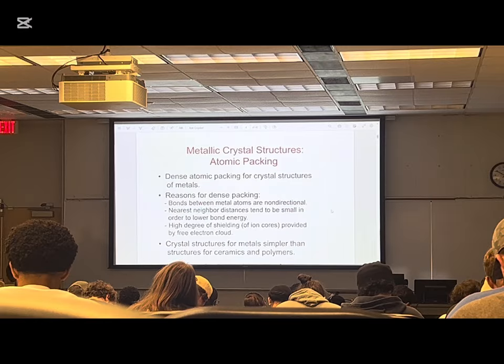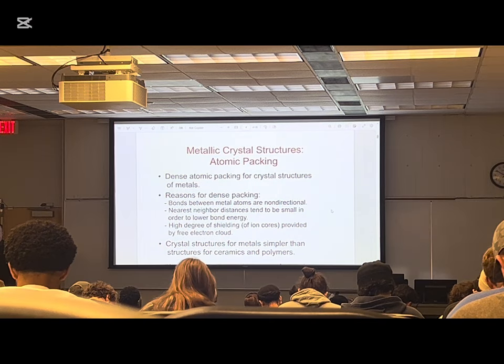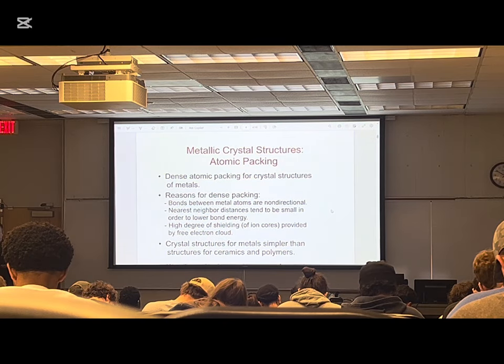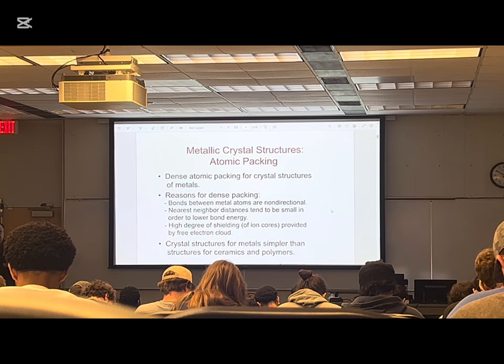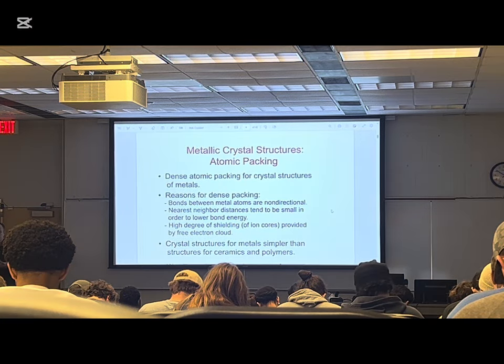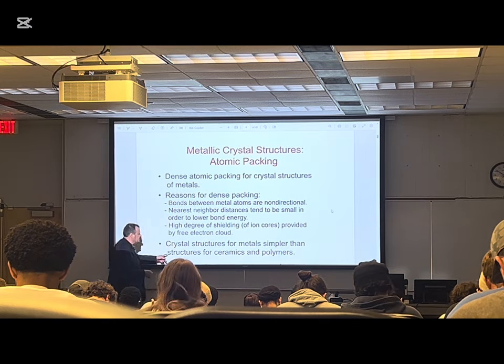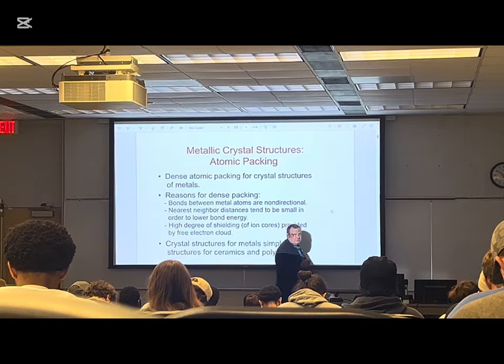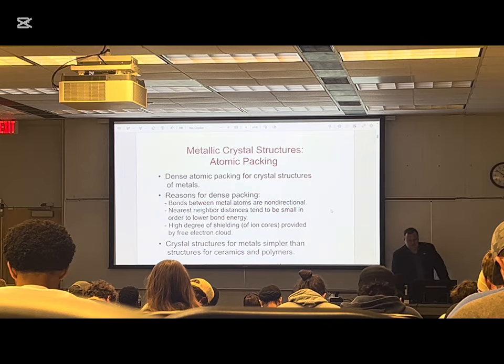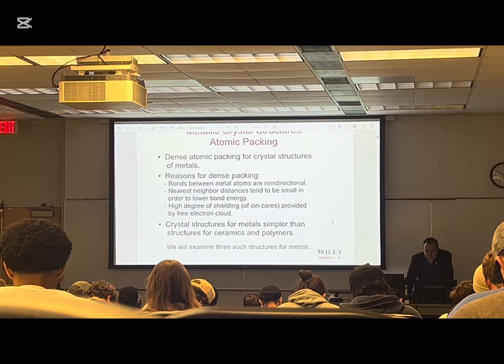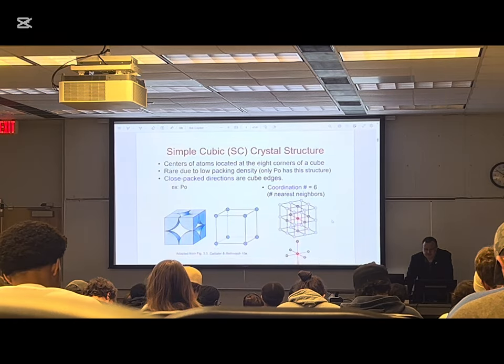And there's also a high degree of shielding, meaning that we have this free electron cloud. You remember in chemistry about shielding? Remember the concept? Only the valence electrons are participating in the bond. The rest are shielded from the structure. And also, the crystal structure, which we're going to talk about today, is simpler compared to ceramics or polymers. So, let's dive into those structures.